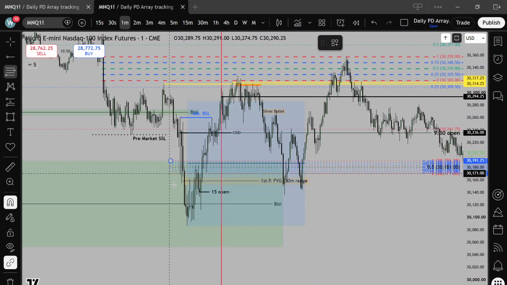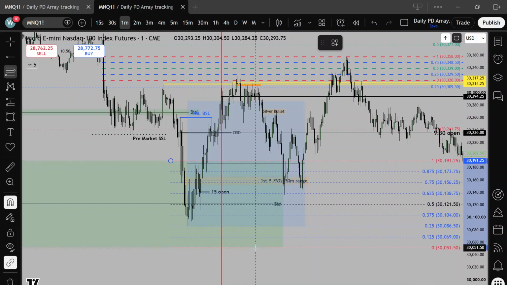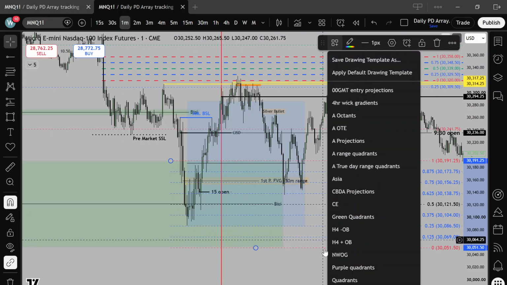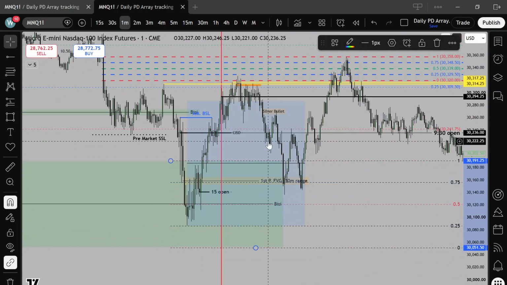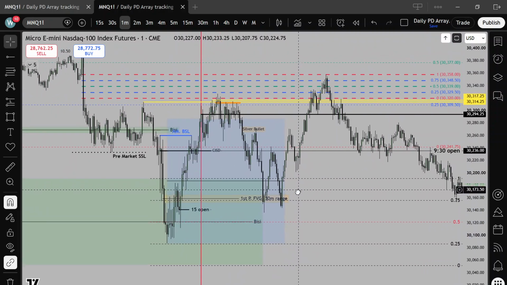So if we put our octants back on here, let's actually even just use the quadrants to not get too technical. So we basically got to the upper quadrant with the bodies of this 15-minute buy side imbalance, sell side efficiency, but again failed to get to the consequent encroachment of it and failed to get below these lows. And then we begin to rally.